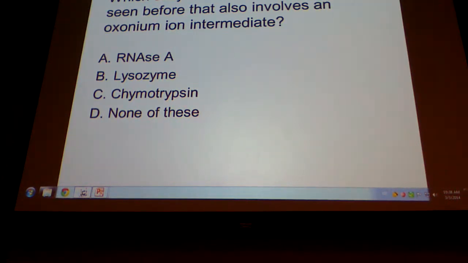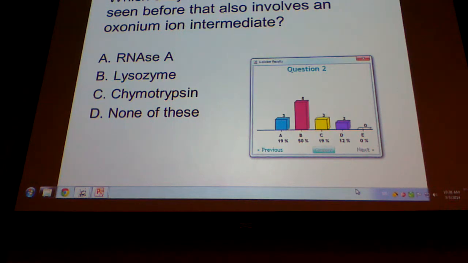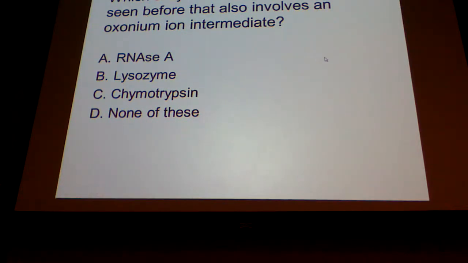Let's see if we got it here. Oh, now it's none of these. Yeah, here's lysozyme. Use lysozyme.